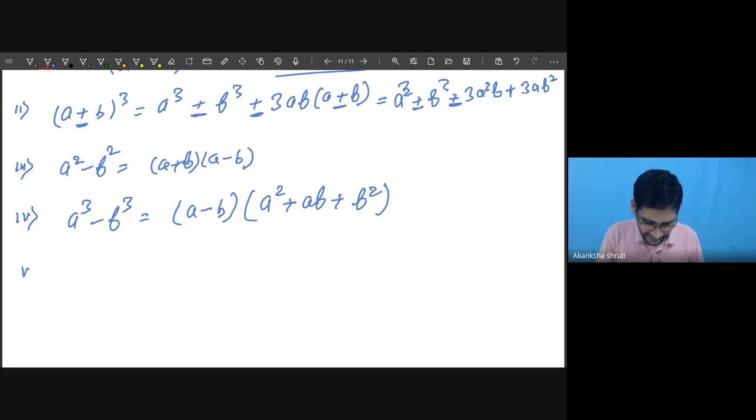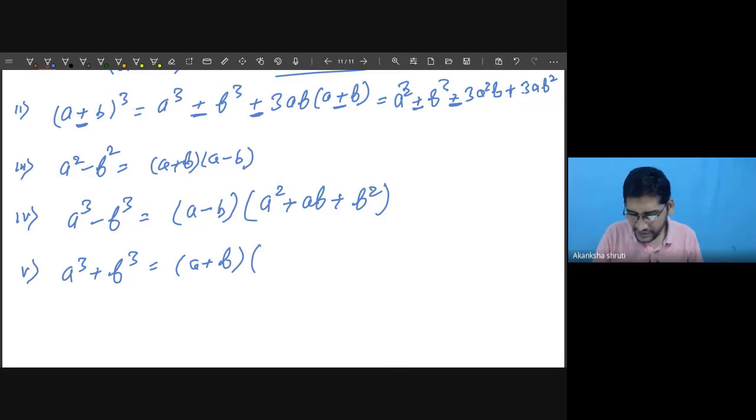Then the fifth one, if we have a cube plus b cube, that can be written as (a plus b), the bracket closed, the next bracket a square, wherever there is plus in between ab, we have to take this as minus of ab plus of b square. Okay, student? It is this one.